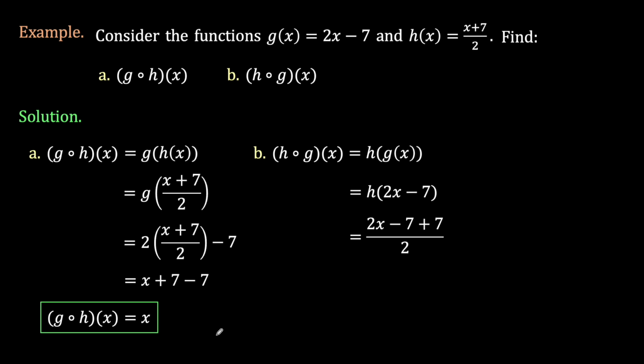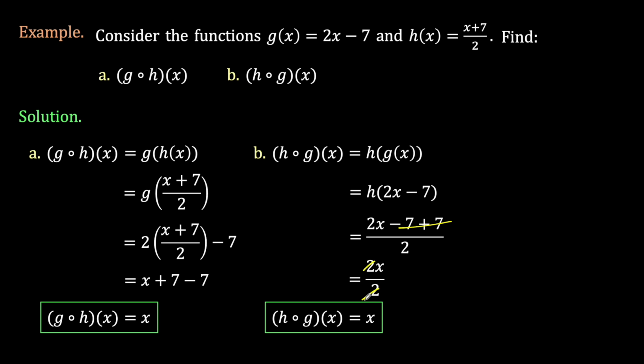Let us now simplify the numerator. So, negative 7 plus 7 will become 0. And 2x all over 2 is the remaining term. The 2s will cancel, obviously. And the desired answer for here, h circle g of x, is x. Now, observe that g circle h and h circle g have the same answer. It just happened accidentally, classmates.